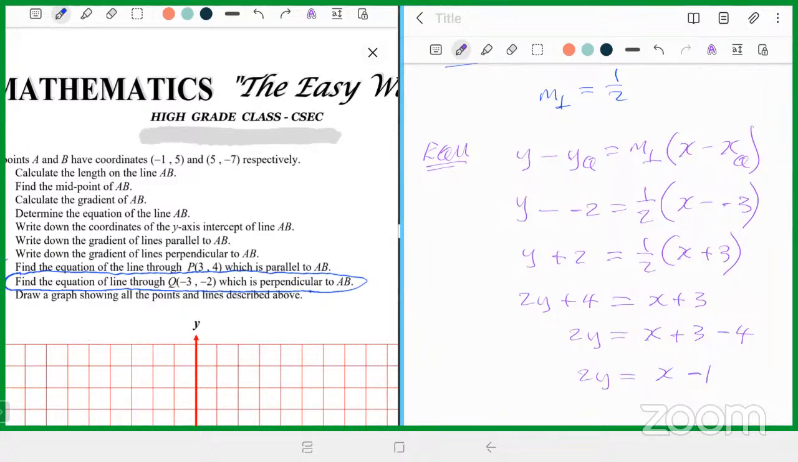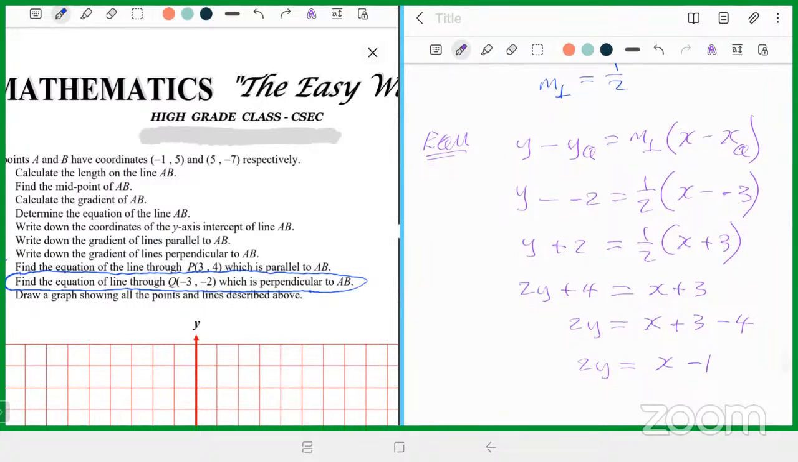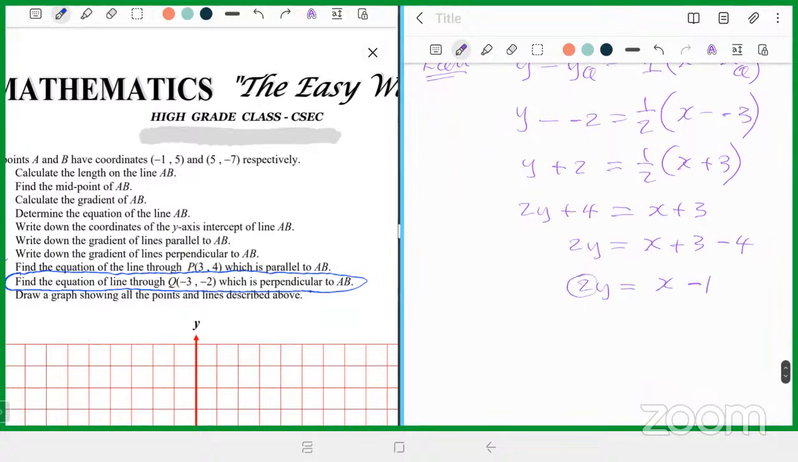If I want to see the gradient and the y-axis intercept, then I have to divide through by this 2 now. So I have to divide each term by 2. This by 2, this by 2, and this by 2, to get rid of the 2, because I want to have y alone as the subject. So if I divide through by the 2, this side becomes y. This becomes x over 2, which is the same as half x. I'm writing it that way because I want to see the m. And then this becomes negative 1 over 2.